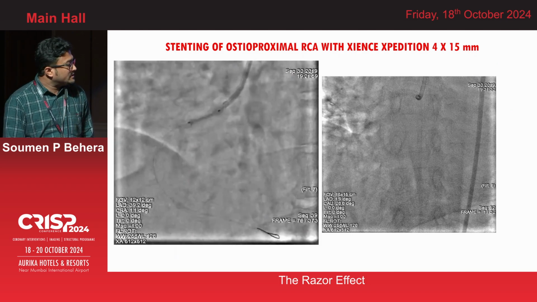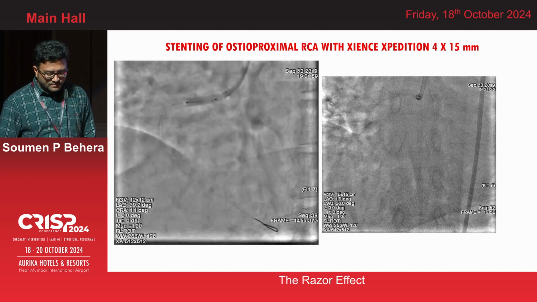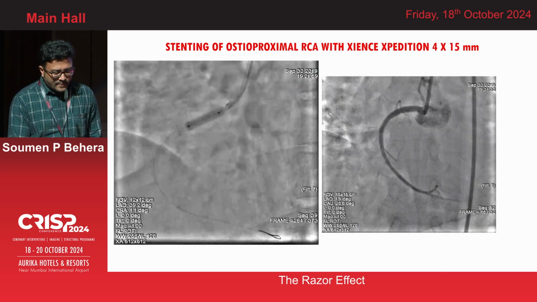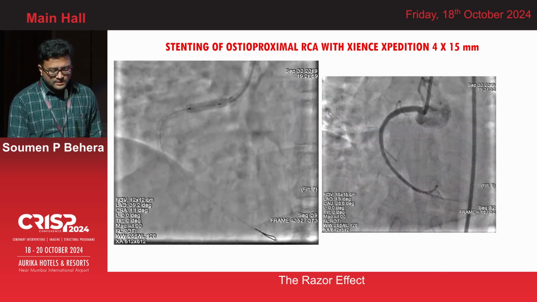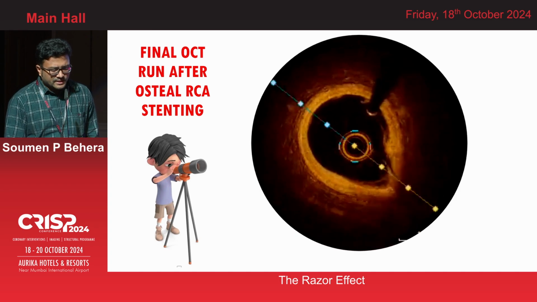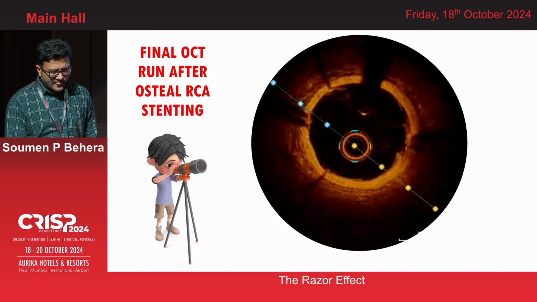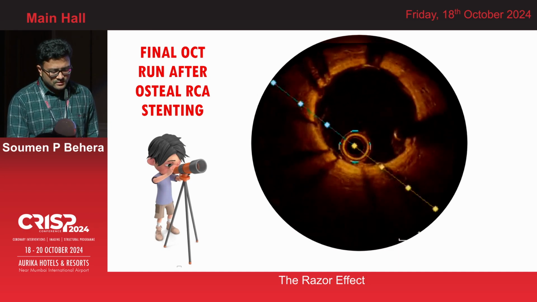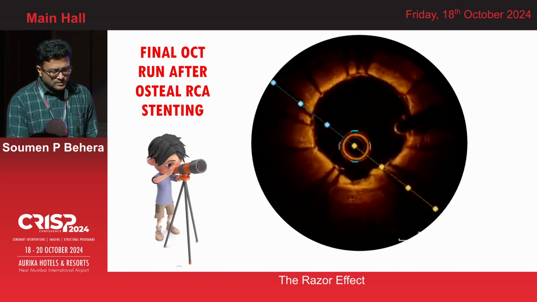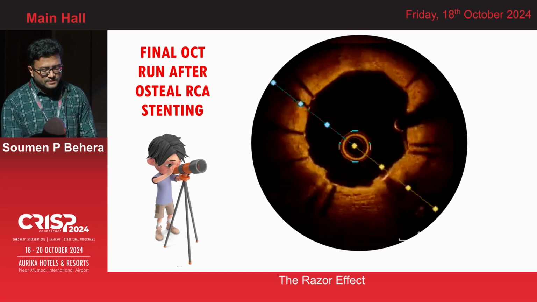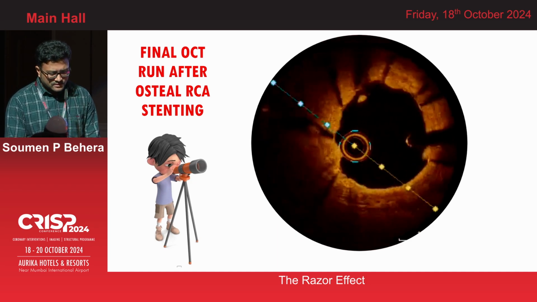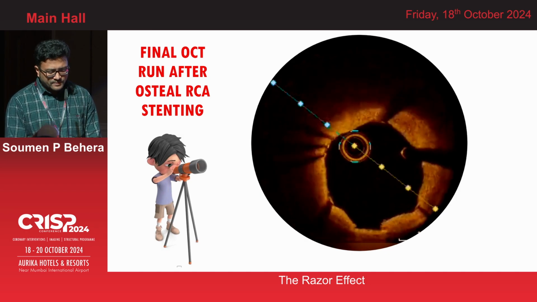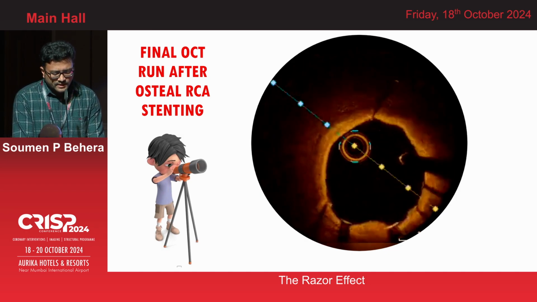Then we planned for stenting the ostioproximal part of RCA overlapping with the previous stent. Then the result was TIMI 3 flow. Then again an OCT run was done to look for proper apposition of the stent, which shows good apposition. This is the previous stent and this is the ostioproximal part, which also shows good apposition and expansion.